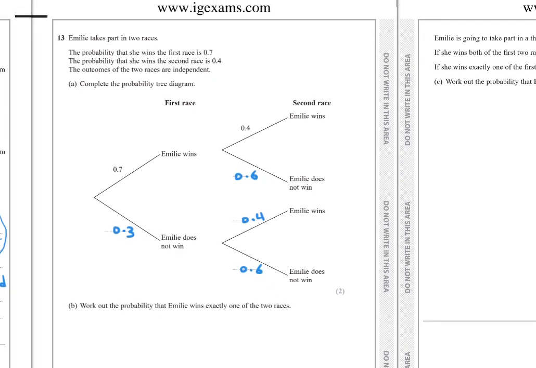Now work out the probability that Emily wins exactly one of the 2 races. So this means she wins the first but doesn't win the second, or doesn't win the first but wins the second. So 0.7 multiplied by 0.6 plus 0.3 times 0.4 equals 0.54.